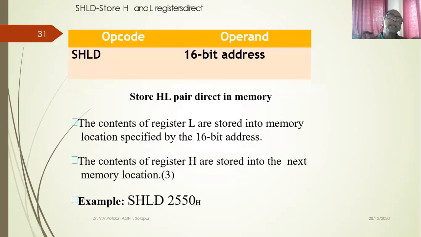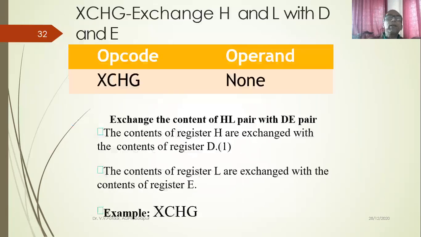STAX B. Then SHLD, store H and L registers direct. Operand is a 16-bit address. The contents of register L are stored into the memory location specified by the 16-bit address. The contents of register H are stored into the next memory location. It is a 3-byte instruction. SHLD 2550H is an example.